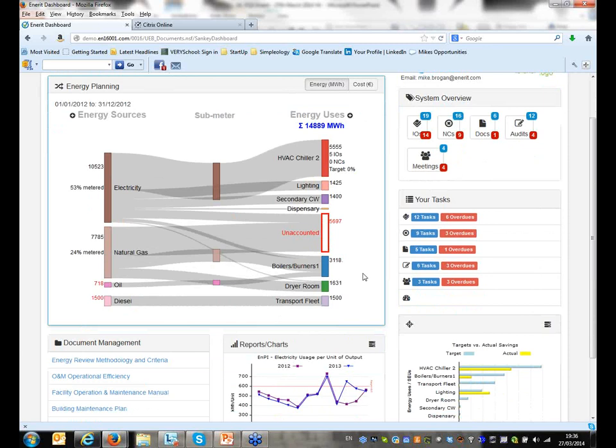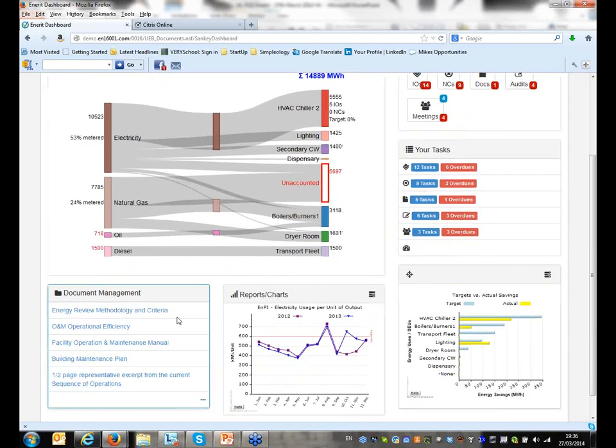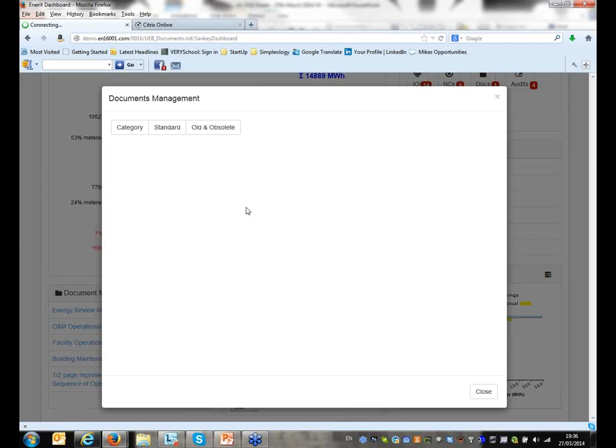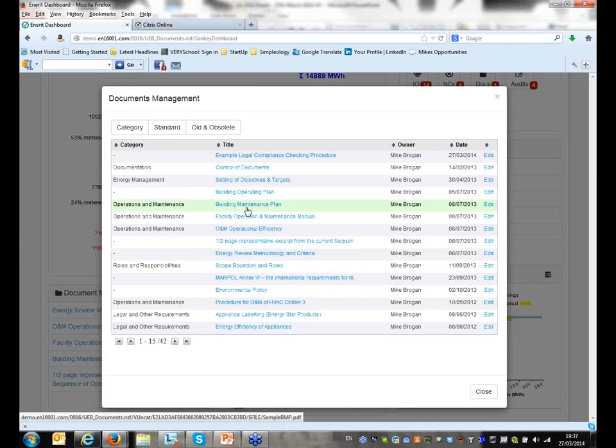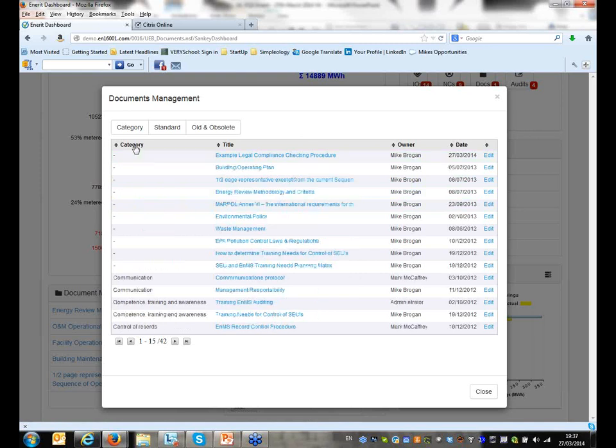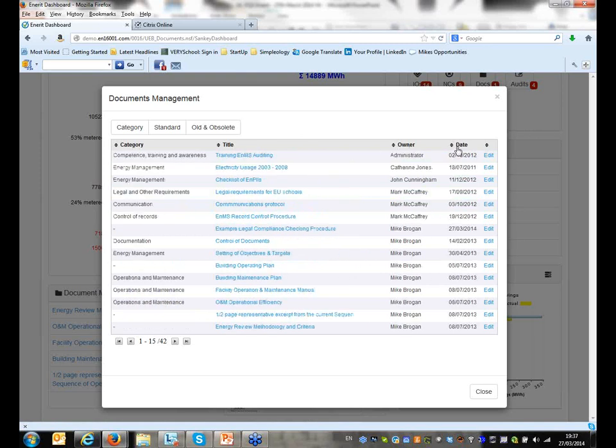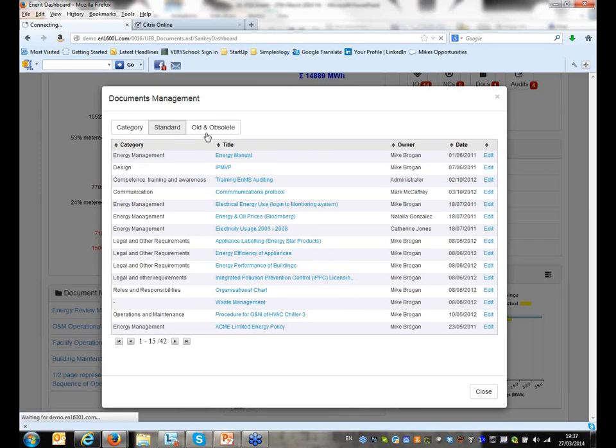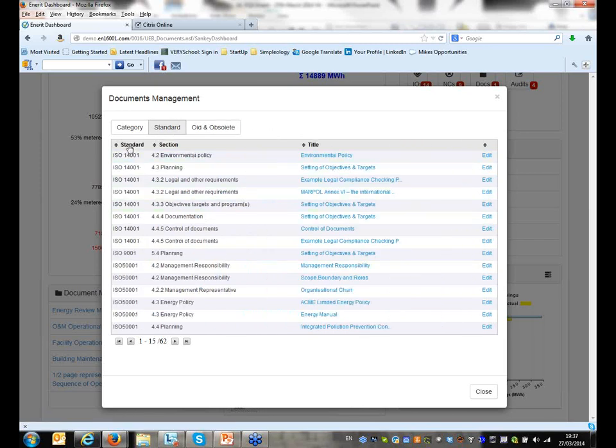What I'm going to do is go around this dashboard anti-clockwise. Down at the bottom left here, I have an area for document management, and this shows me my last issued documents, and I can also go in and see all of the documents in the system. So this is a full document management module built into the software, and you can see the different types of documents, different categories. You can sort by title, by owner, by issue date. When we click on the standard view, we can start sorting documents by different standards.